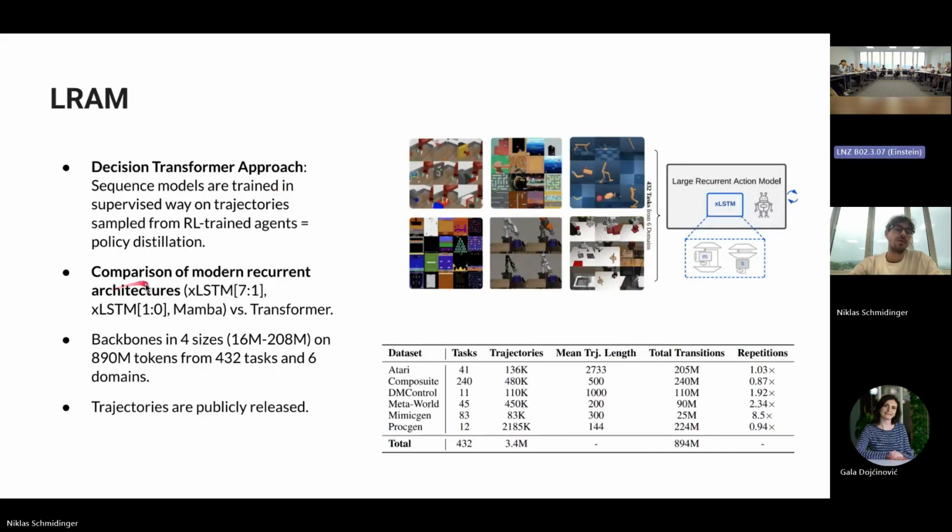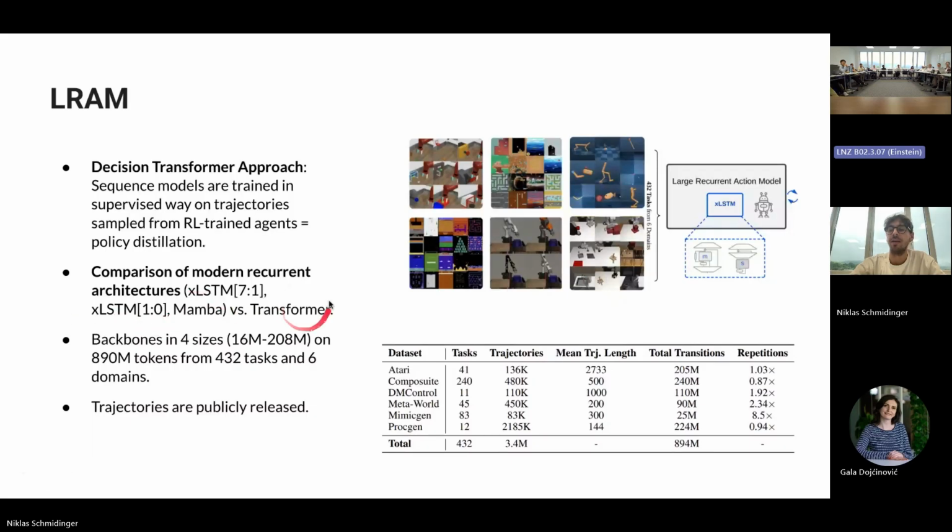In this paper, there was a comparison of these modern recurrent architectures. One thing they looked at is how much the xLSTM helps, if you really have recurrence and state tracking built in. So they tested this xLSTM 7:1. The 7 here means 7 mLSTM layers and 1 sLSTM layer, and then you just repeat this with the same ratio. The other one is just an xLSTM with mLSTM only, so this is parallelizable and fast.